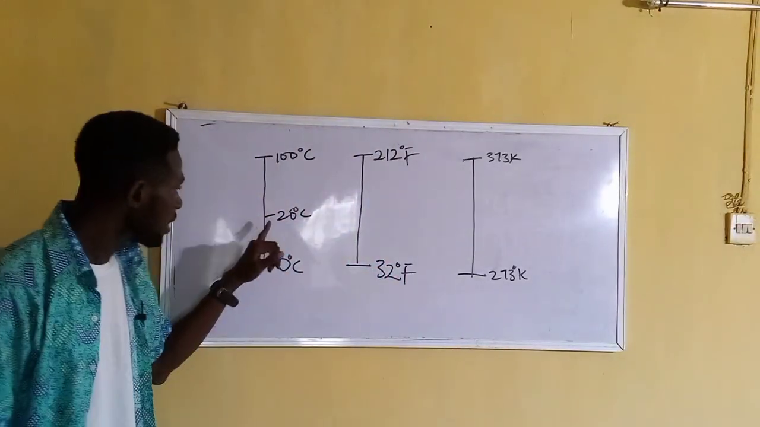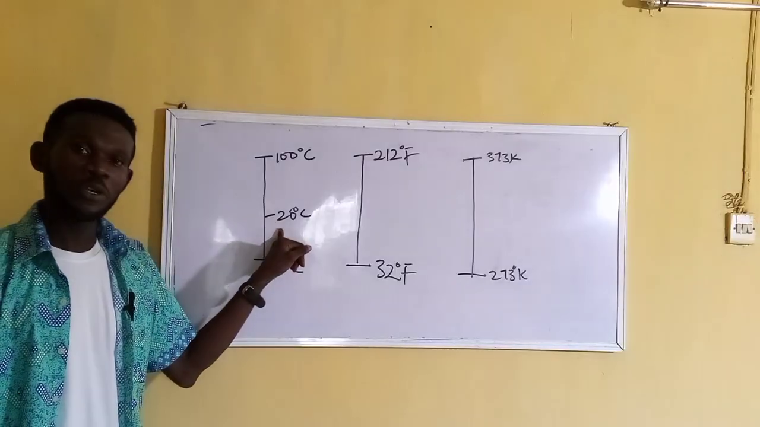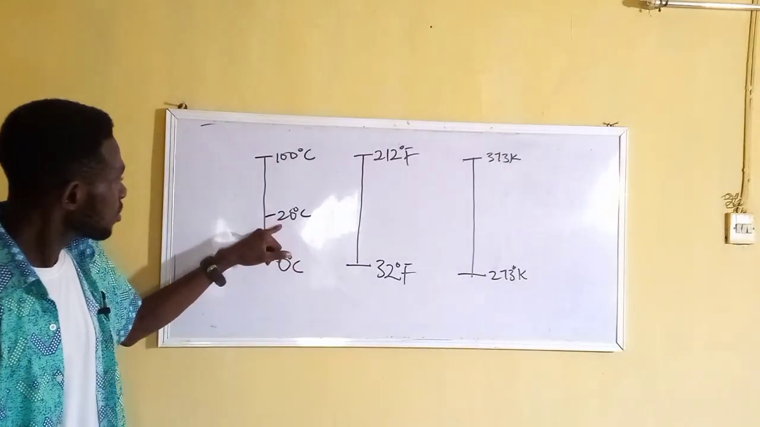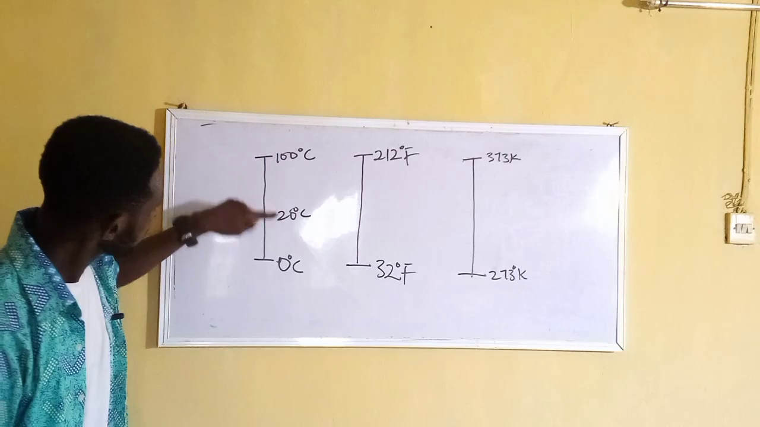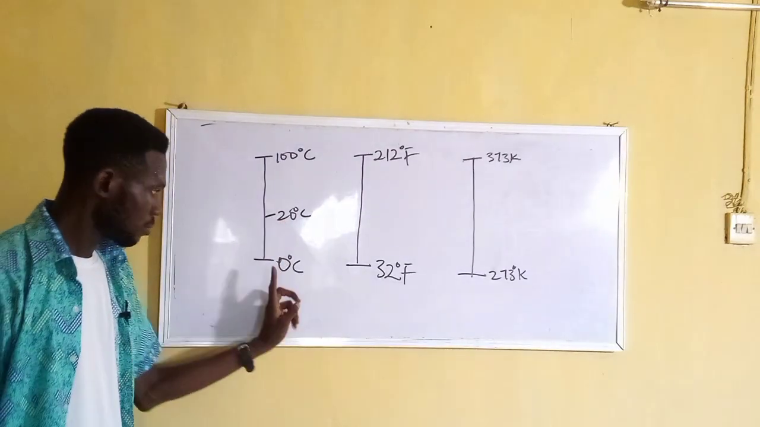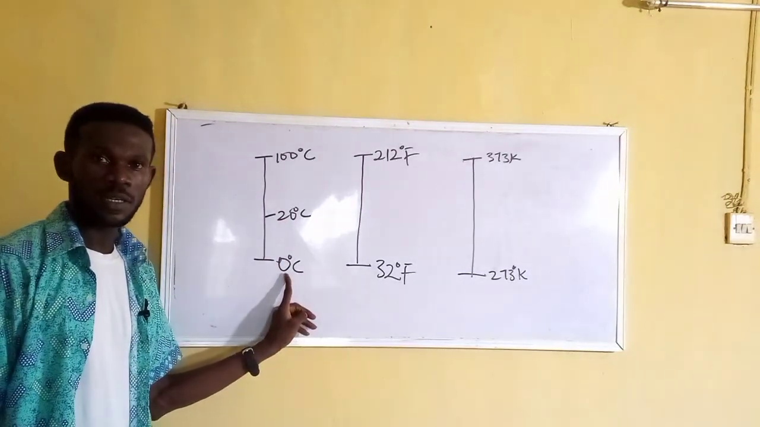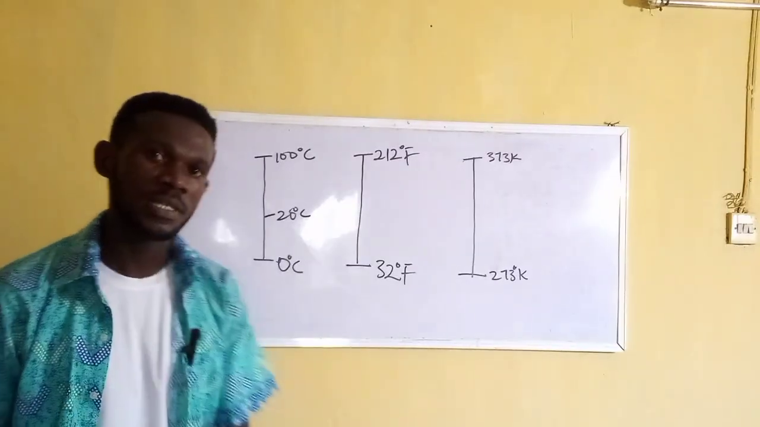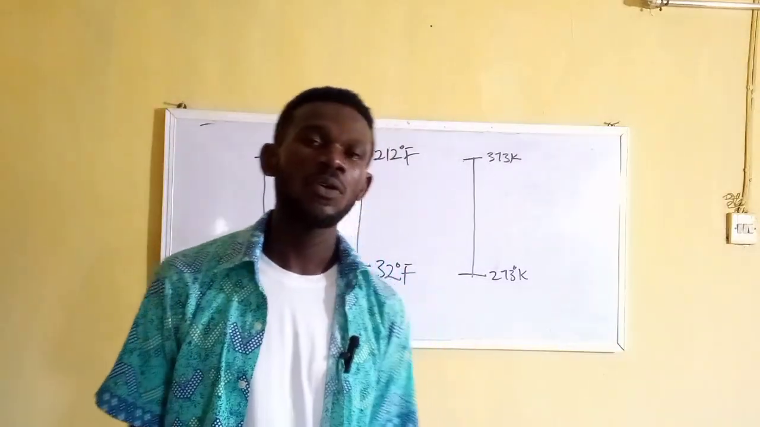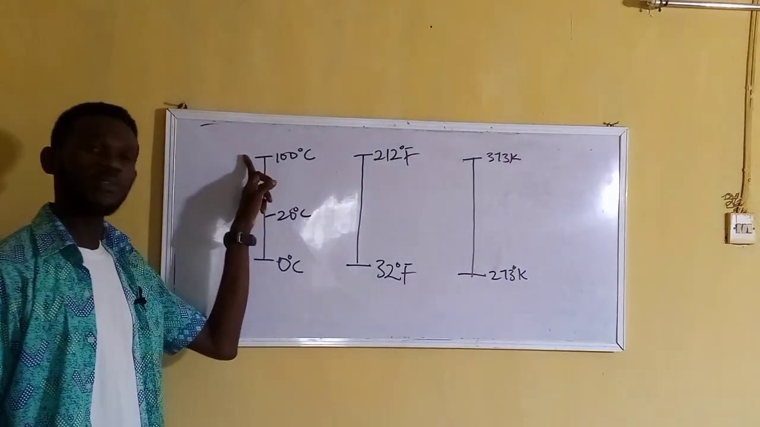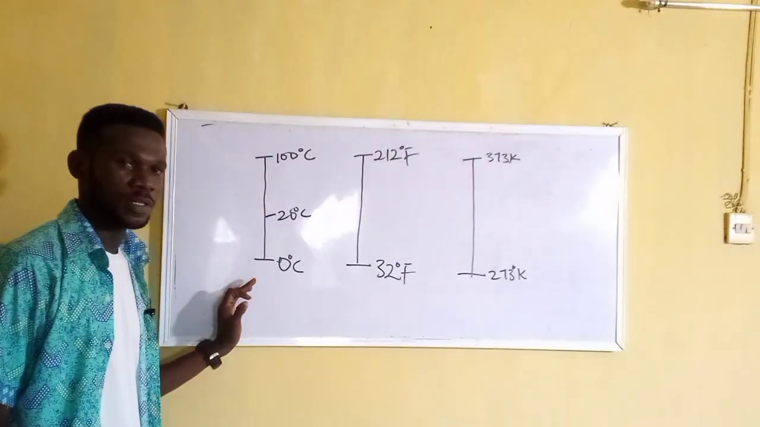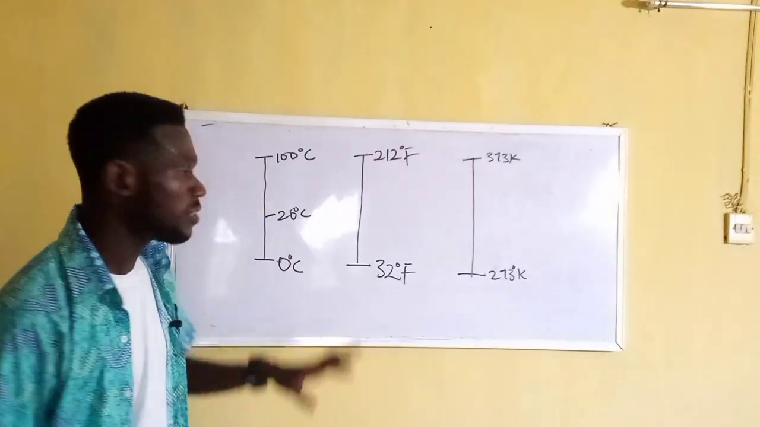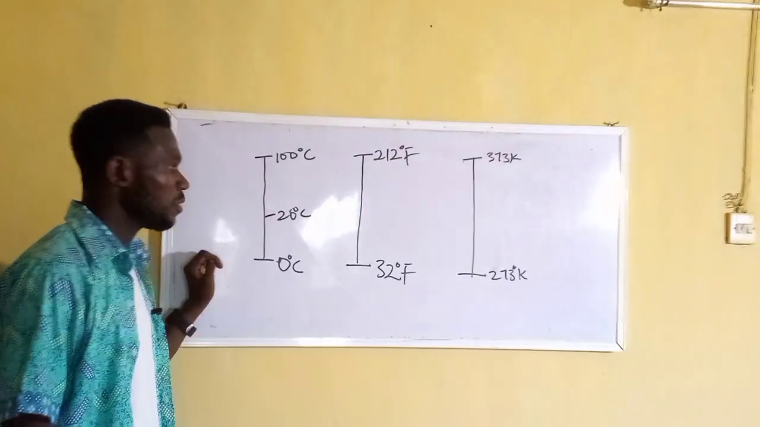For the required temperature, you carry out a subtraction: the required one minus the lower fixed point, over what we call the scale interval. Now, what is the scale interval? The scale interval is the difference between the upper fixed point and the lower fixed point. I repeat, the scale interval is the difference between the upper fixed point and the lower fixed point.